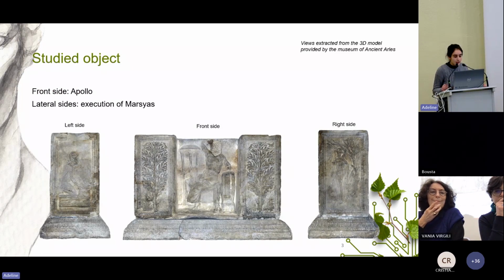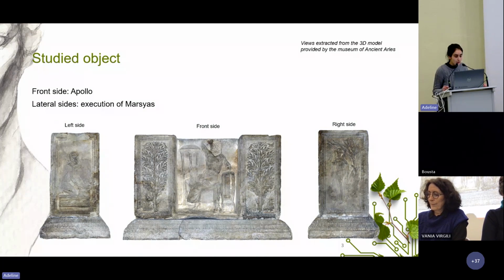On this altar, on the front side, the god Apollo is represented. And on the lateral side, the execution of Marsyas is represented. He was sentenced to be skinned alive after claiming he was a better musician than Apollo. On the right side, you can see Marsyas hanging by a tree from his hand, waiting for his execution. And on the left side of the altar, you can see the executioner who is sharpening his knife.